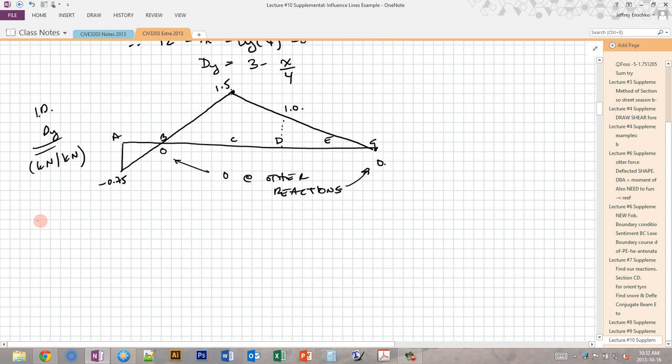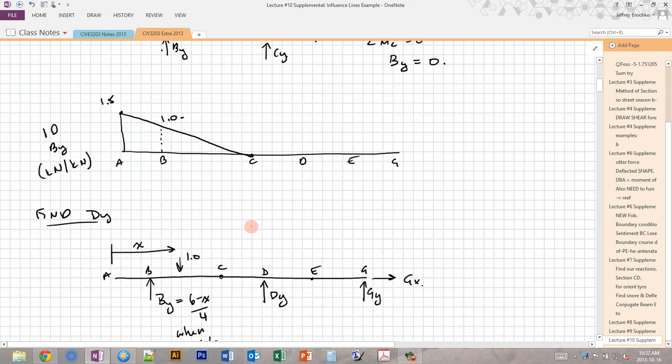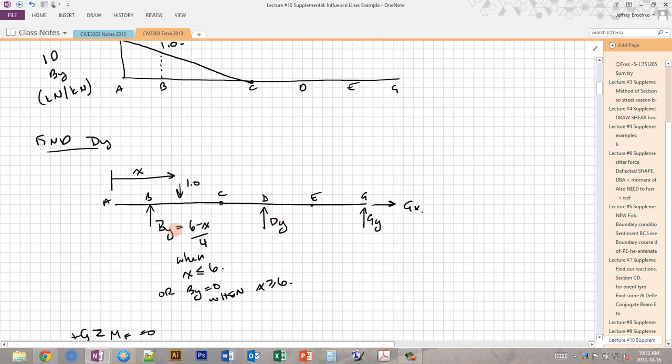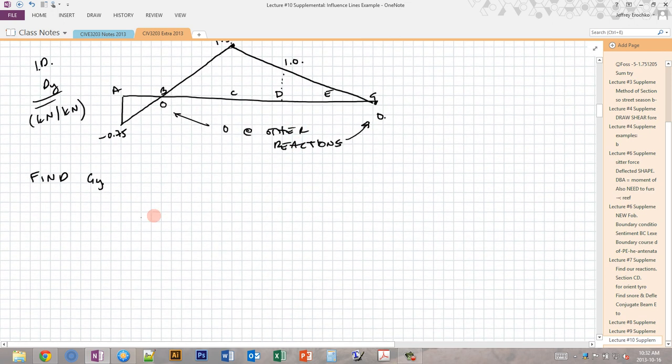Okay, and then we're going to use the same situation again to find gy, except now, since we have dy and we have by, we can find gy using just a sum of the forces in the y direction. So we don't have to draw a new free body diagram and do a sum of the moments. So we can just do sum fy in the positive direction equals 0.